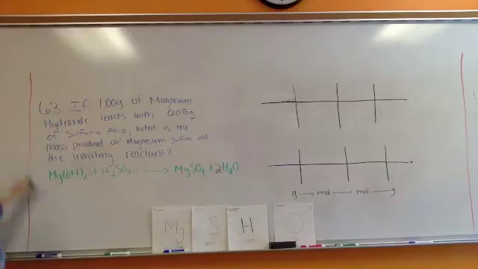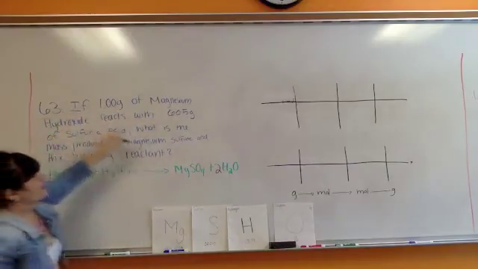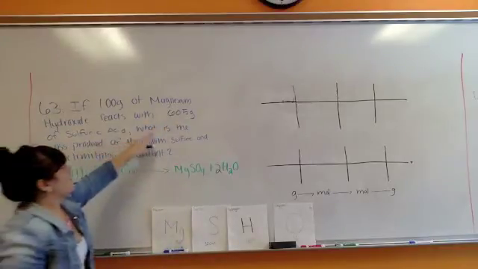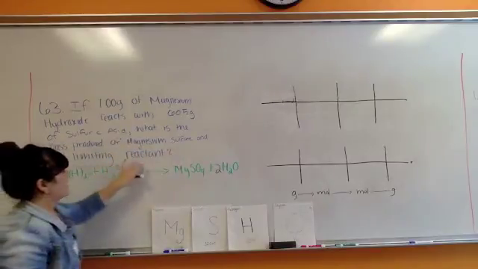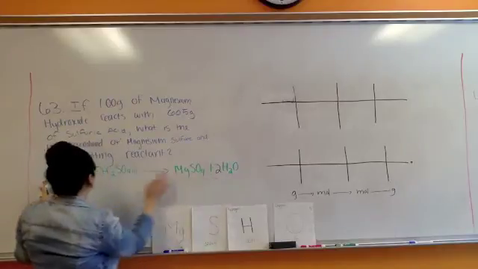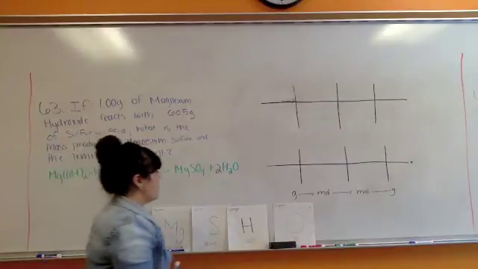That's my video. Number 63: if 1 gram of magnesium hydroxide reacts with 0.605 grams of sulfuric acid, what is the mass produced of magnesium sulfate and the limiting reactant? This is our equation, but I had to balance it because there were 2 O's over here and there was only 1 there, so I put a 2 there, and now it's balanced.